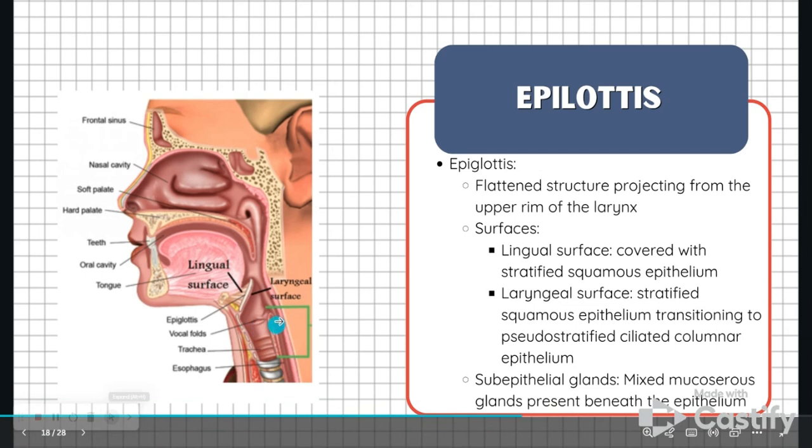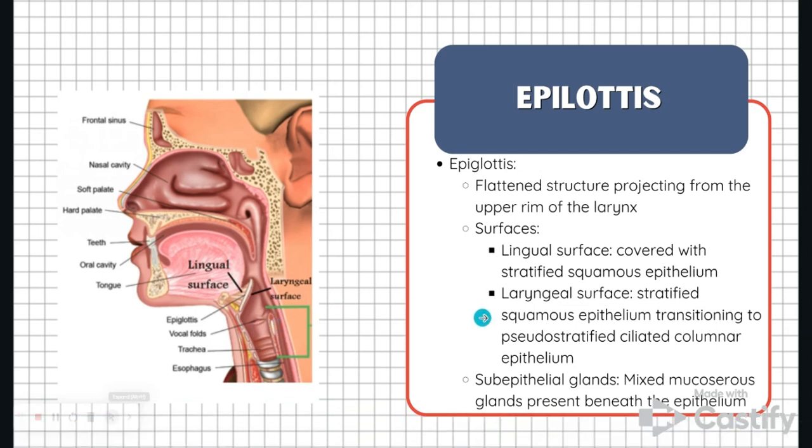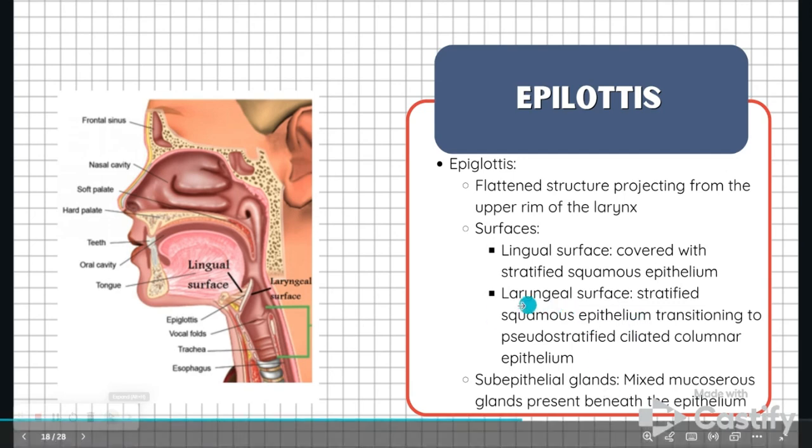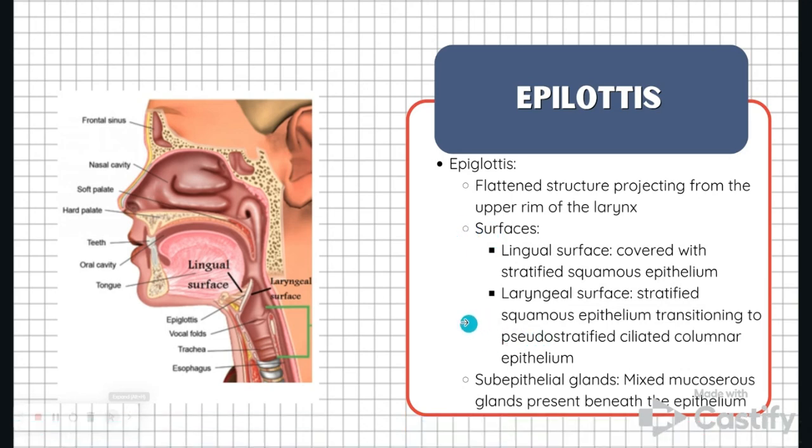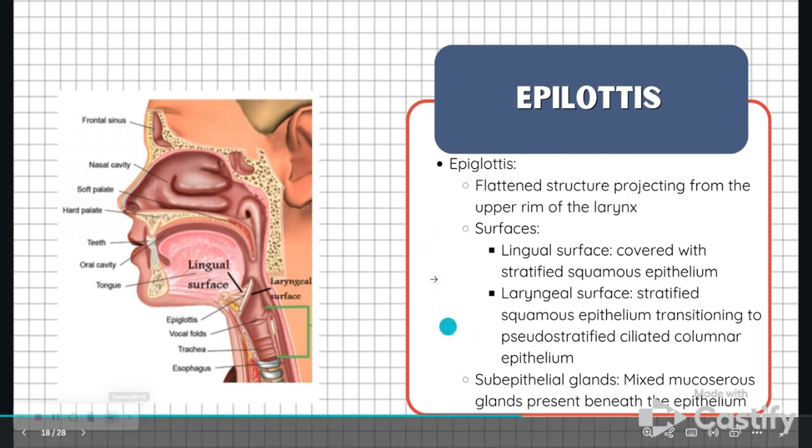Subepithelial glands, they're mixed mucoserous glands present beneath the epithelium. Okay, that's it. I really just want you to focus on this part right here. This part is very important. These surfaces, this is very important because we're in histology, so we want to know what the cells are made up of. The epiglottis function is also very important to know, but my job is just to focus with you on these two here.